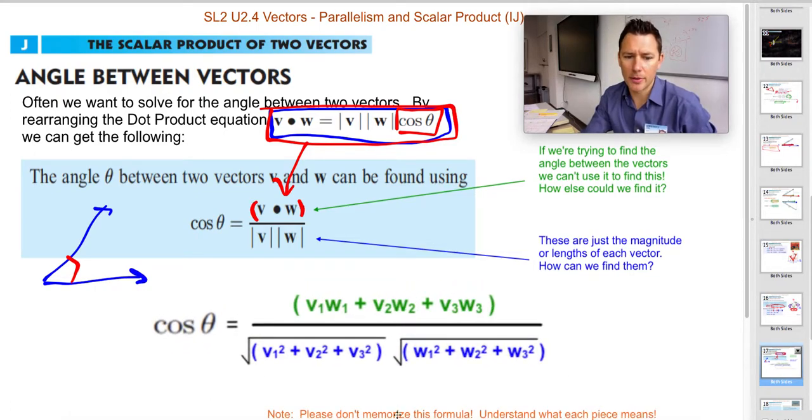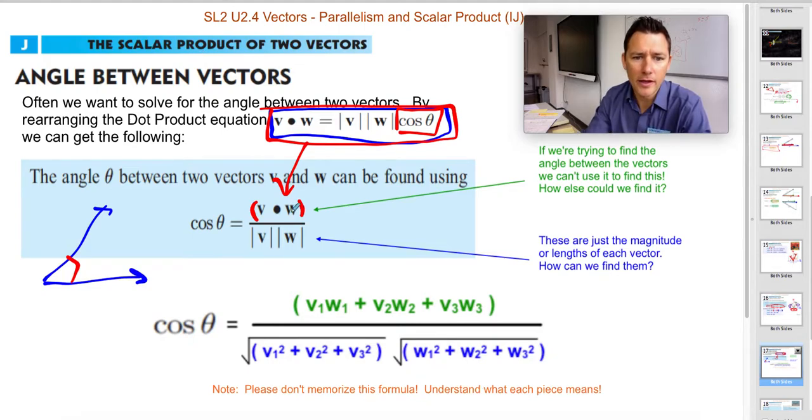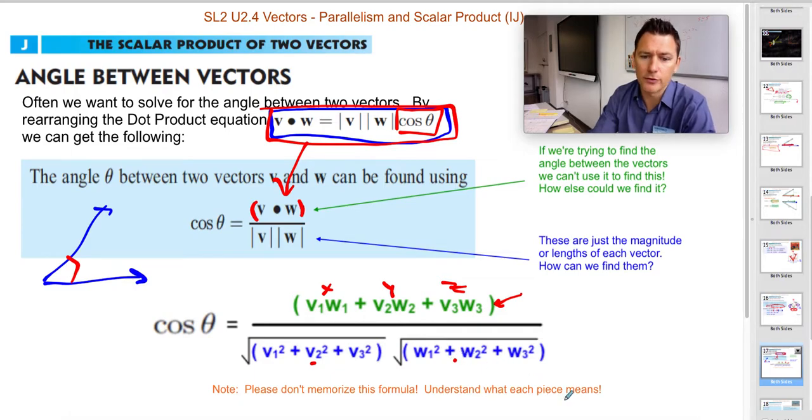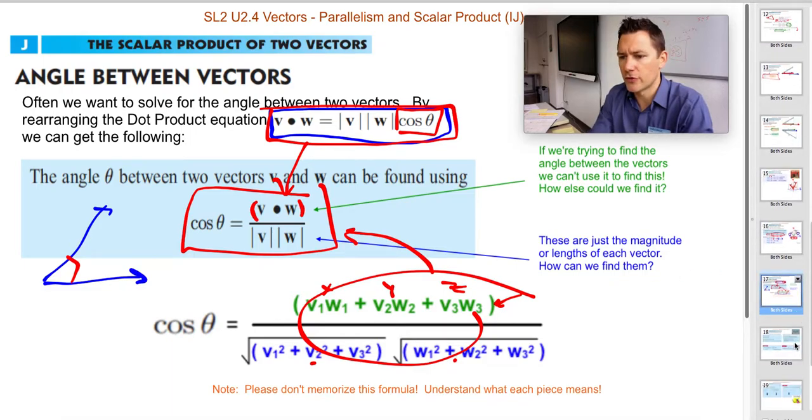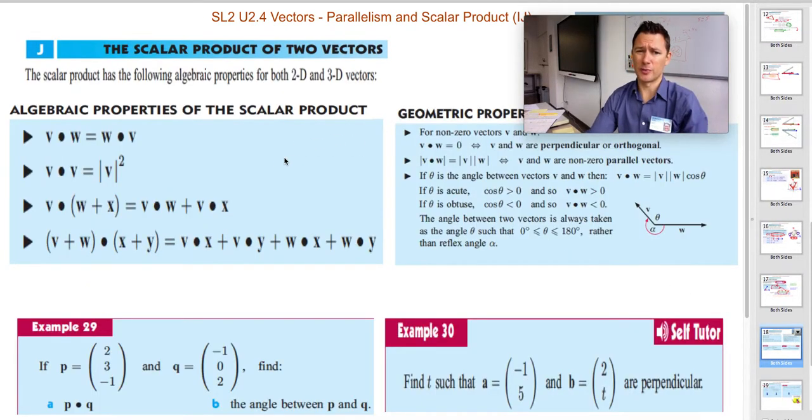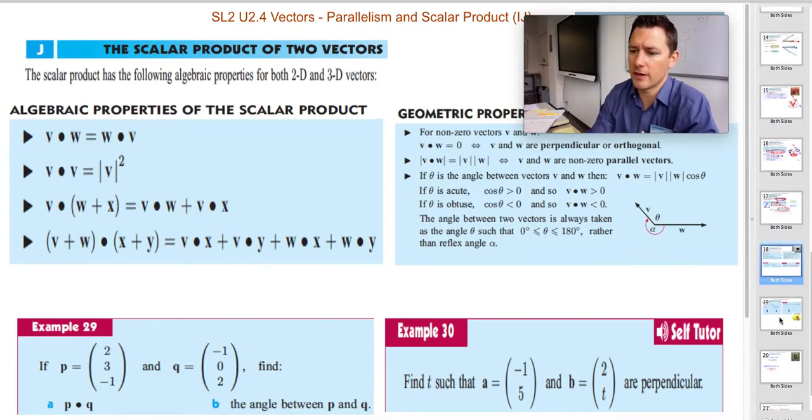This is another way to think about it. Please don't memorize this formula. This top part is what we just did in the previous one: multiply and add the x components, the y components, and the z components, and divide by the magnitude of the two vectors. So this is horrible. Please don't memorize it, but I hope that you can do this piece using what's here. These are algebraic properties of scalar products. The vectors work in the same way as regular algebra, so you can check those out, but we'll see them as they go.